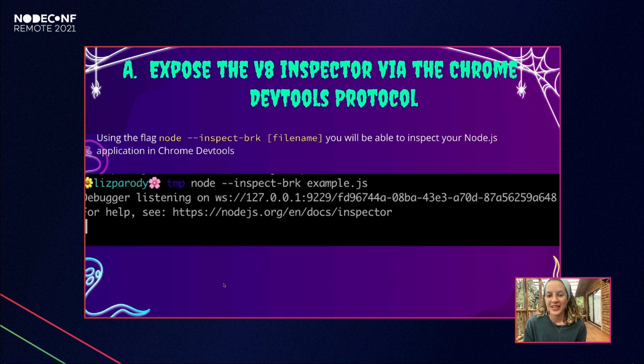As we can see here, the message printing in the console is "Debugger listening on ws://" followed by a WebSocket address. So this is the WebSocket. A WebSocket makes it possible to open a two-way interactive communication session between the user's browser and a server. We can also see a message that redirects the user to the Node.js documentation, so we understand what is happening here. This is the Node.js documentation here.